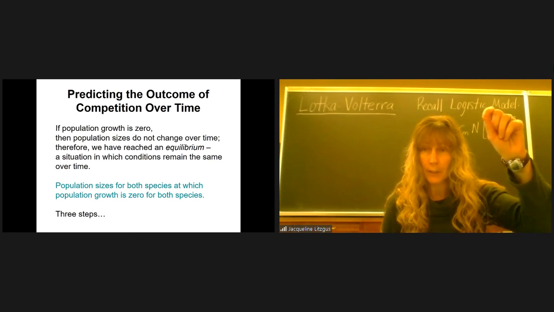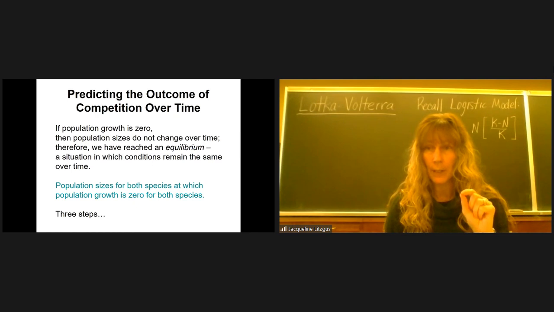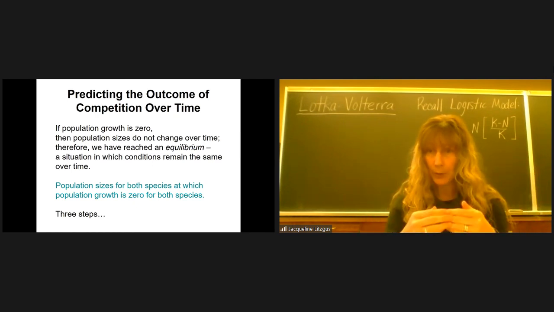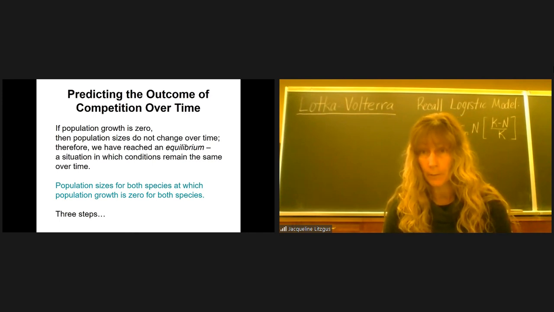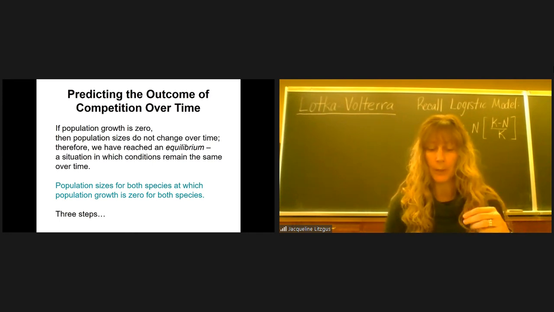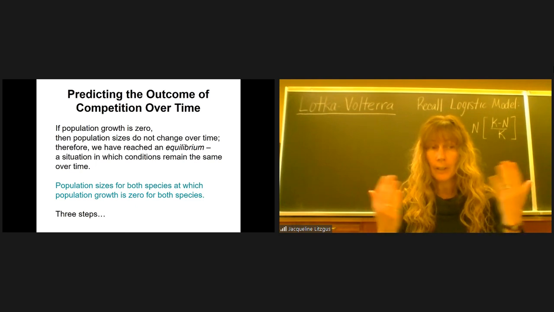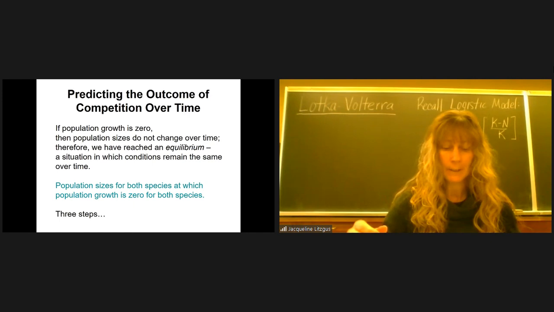Okay, so first we figure out where it is for when species one's growth is zero, then we figure it out for when species two's growth is zero. And then finally, we put those conditions together in step three to find the combinations of population sizes for both species for which population growth of both is zero, okay? So that's the sort of steps we're going to go through. First, where is species one's growth zero? Second, where is species two's growth zero? And third, combination of where is the growth for both zero, okay?